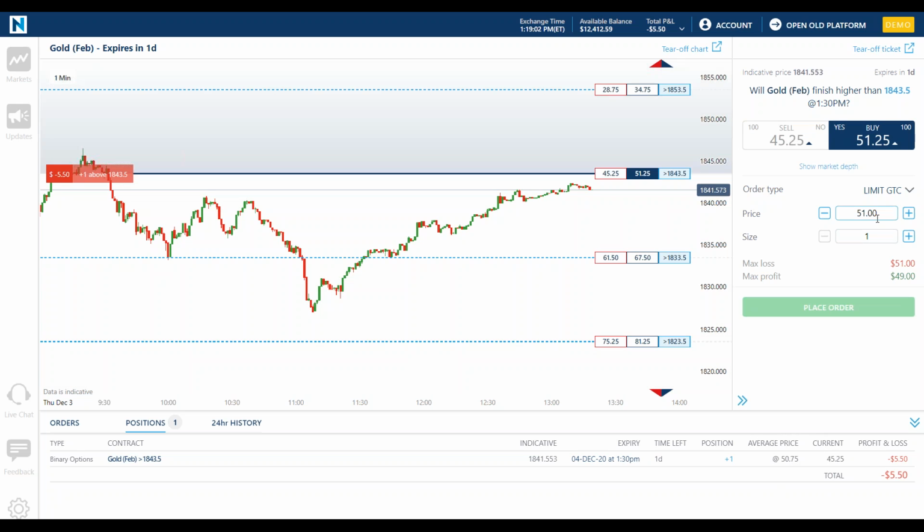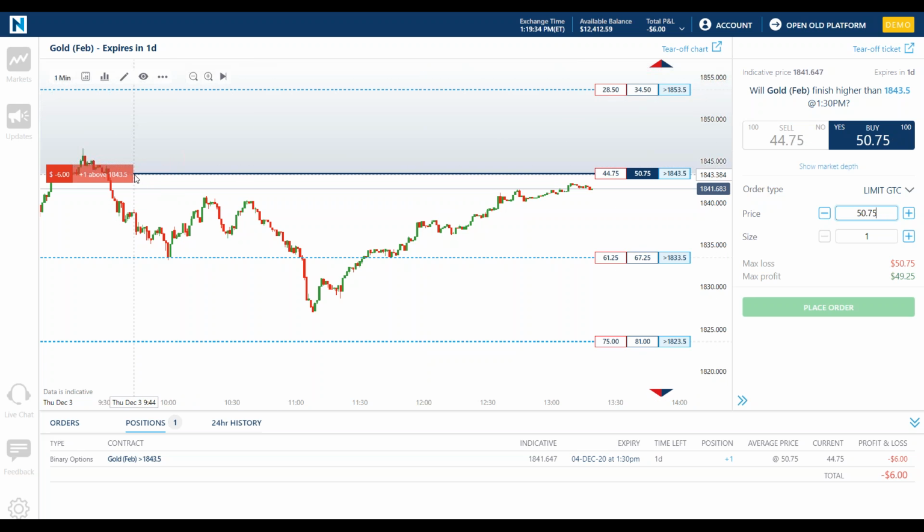Okay. Now, let's just put 50.75 in here. All right, I bought one at 50.75. That's the most I can lose. The most I can make is 49.25, because it goes to 100. Now, do I have to wait? The answer is no. I know that I've bought one. It's telling me I've got a position here that I'm +1 and that I need it to be above 1843.50.